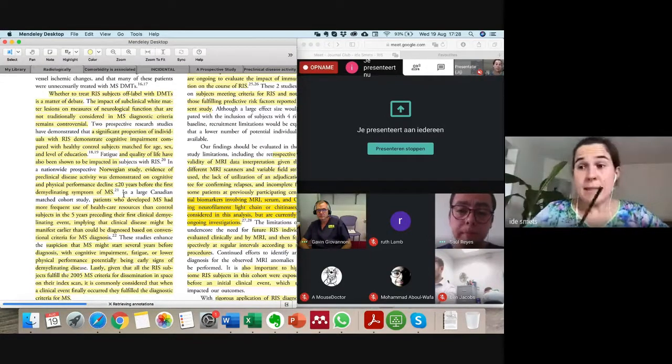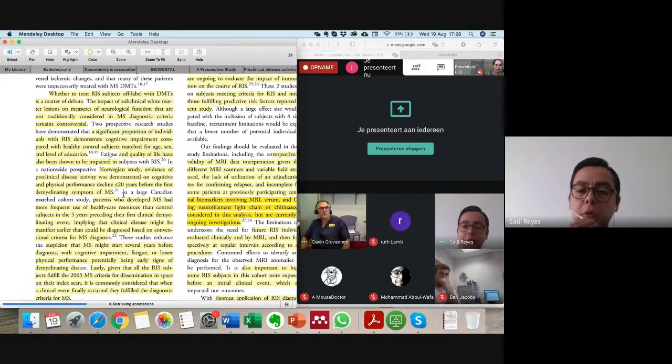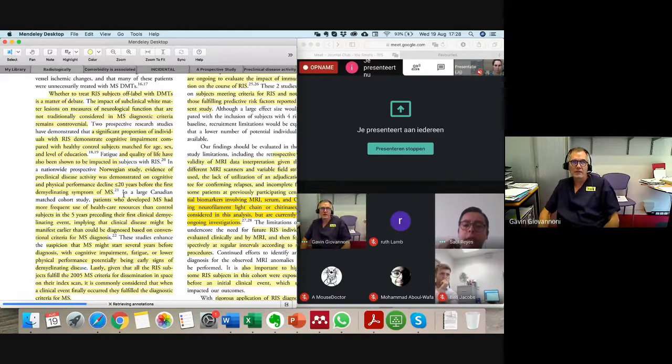But this is indeed true, and it's not only for RIS, but it's for everyone. Every person with MS, it shouldn't only be about motor or sensory symptoms. It should be about all these other cognitive domains too. Yeah. What would you do if you don't have any restrictions under the NHS for RIS patients?